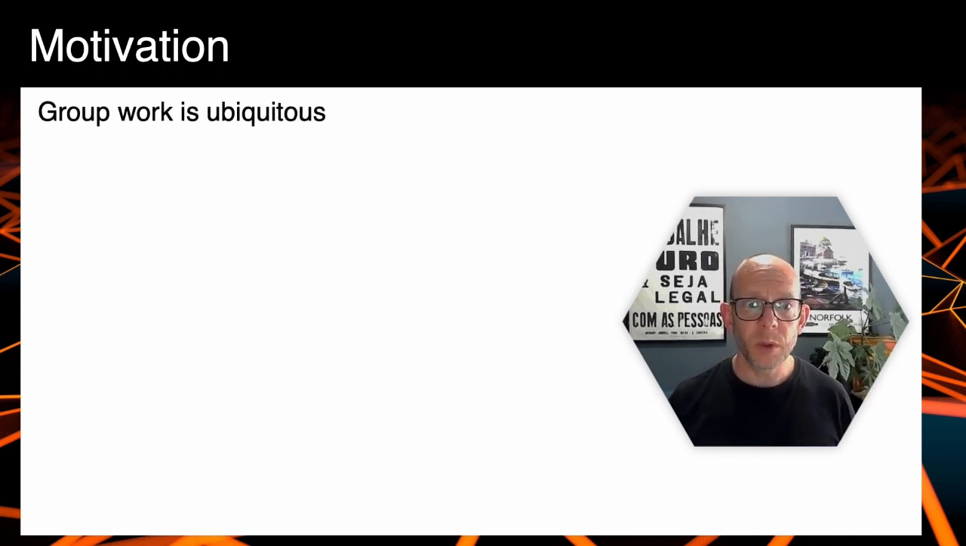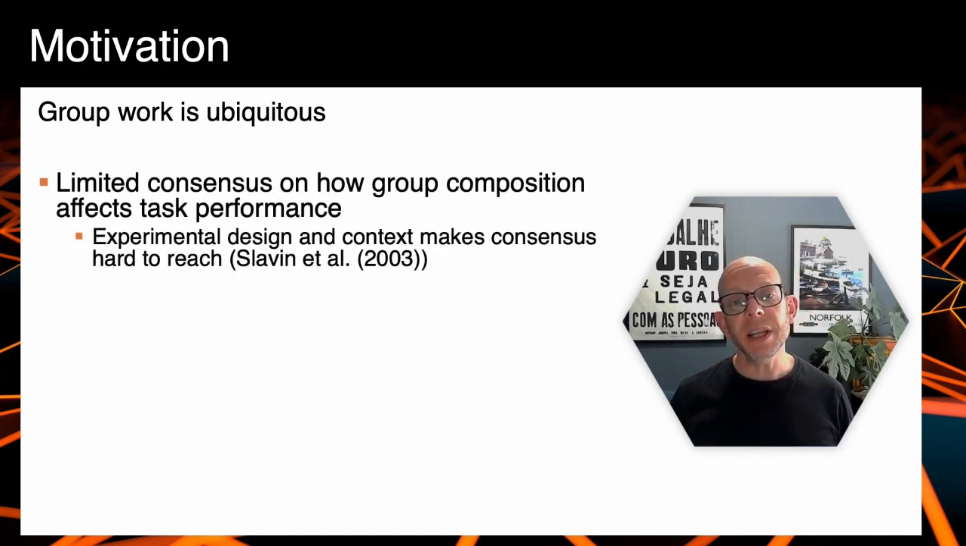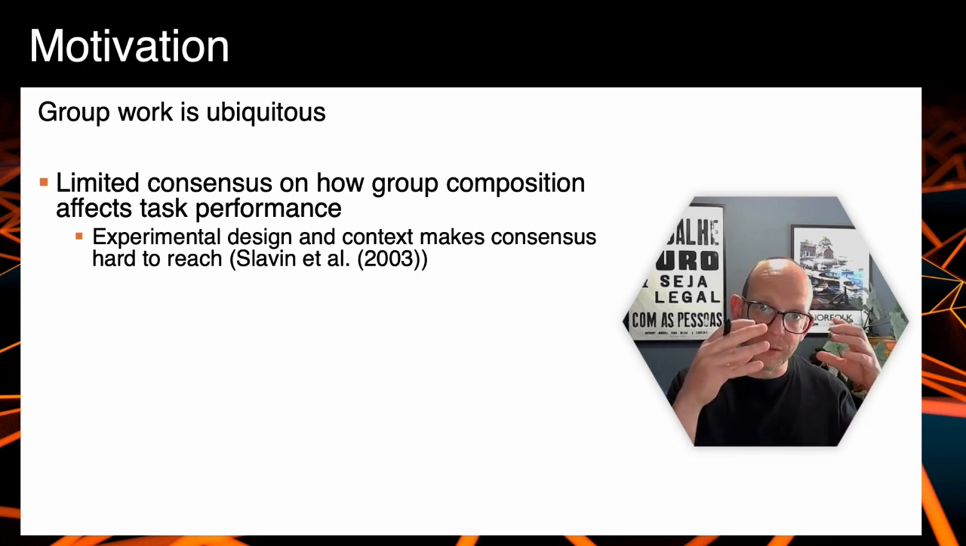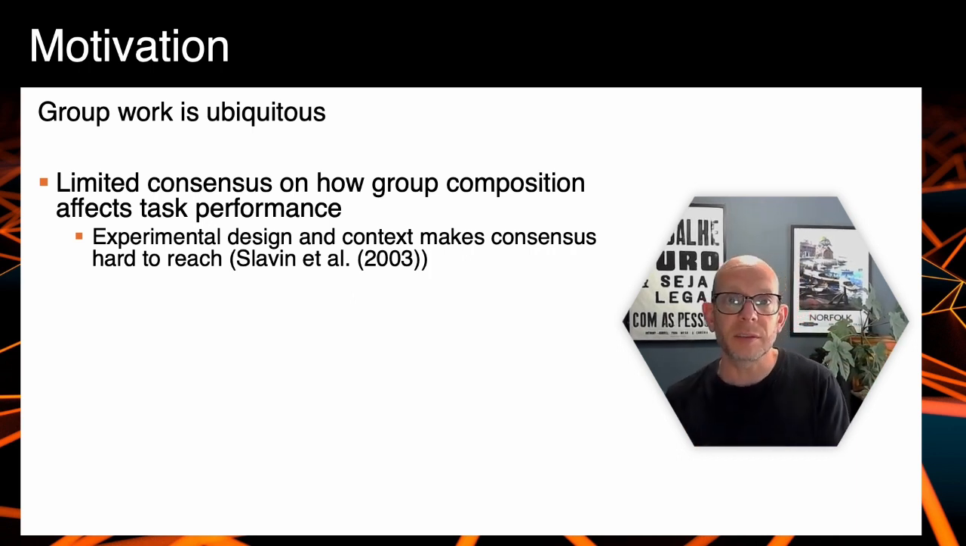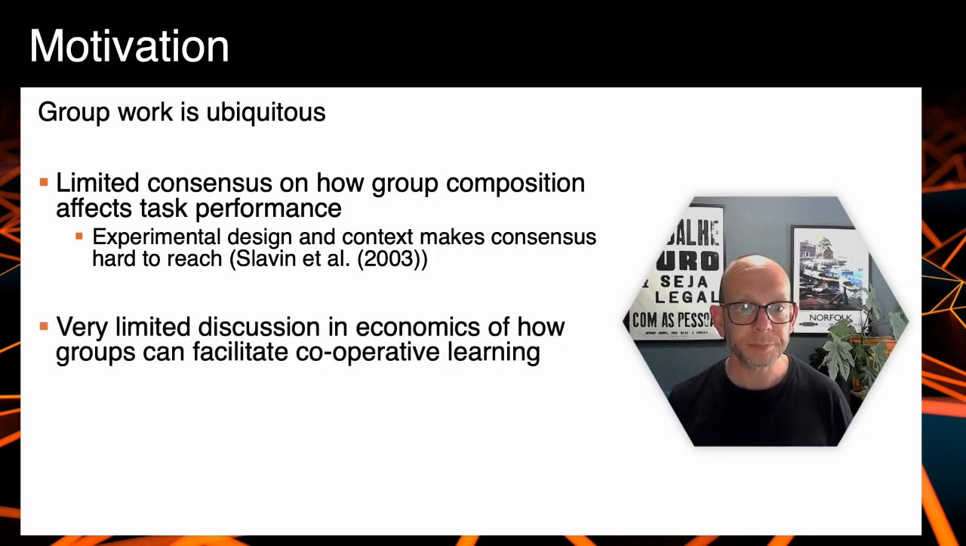Why is this important? Well, group work is ubiquitous. We all employ it, a lot of the time mainly in group assessment projects, but there is a real limited consensus on how group composition affects task performance. And the reality is that the effect of group composition is heavily moderated by the design of the task, the context in which it takes place, and in general the experimental design on how this is measured.